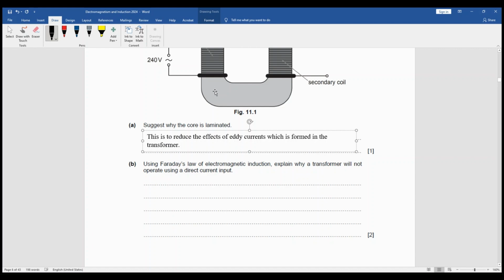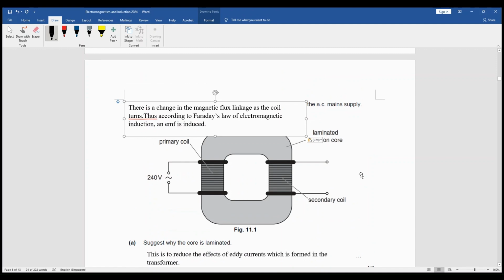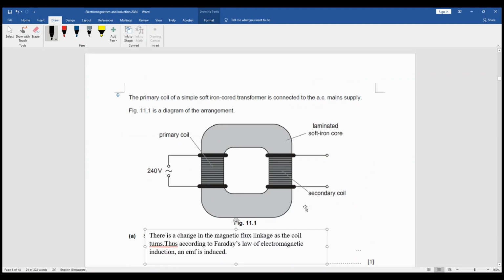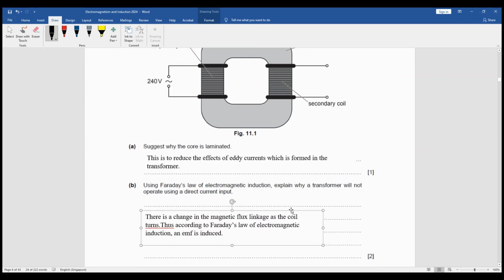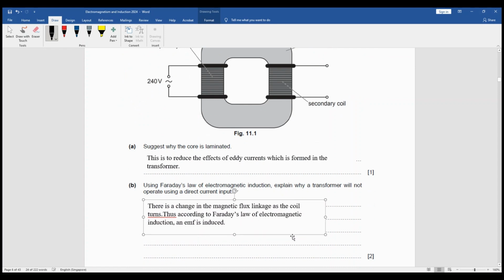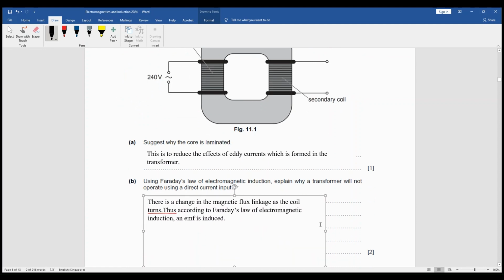Okay, because it's only 1 mark. Using Faraday's law of electromagnetic induction, explain why a transformer will not operate using a direct current. This is like the opposite of what we had earlier on, where you have the AC and then they ask us to explain why there is a current. So it's the same thing. You just need to adjust the answers a bit.